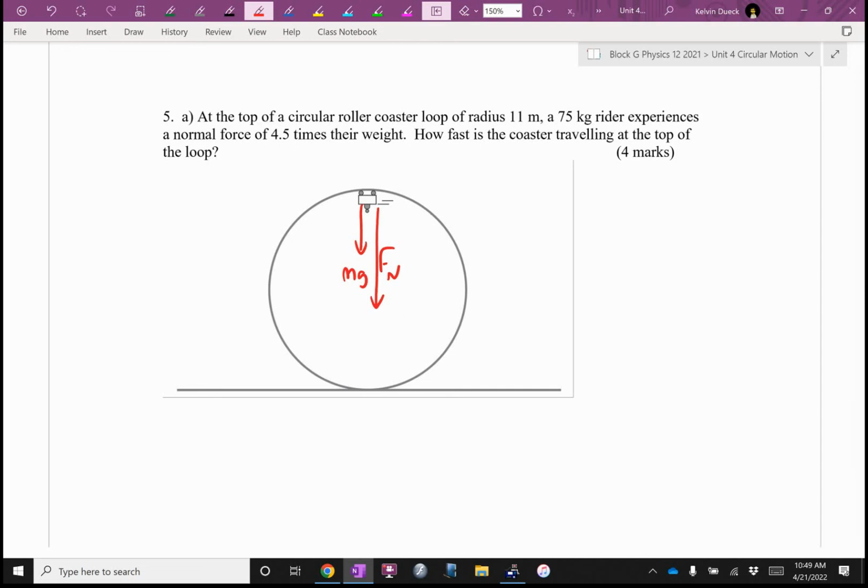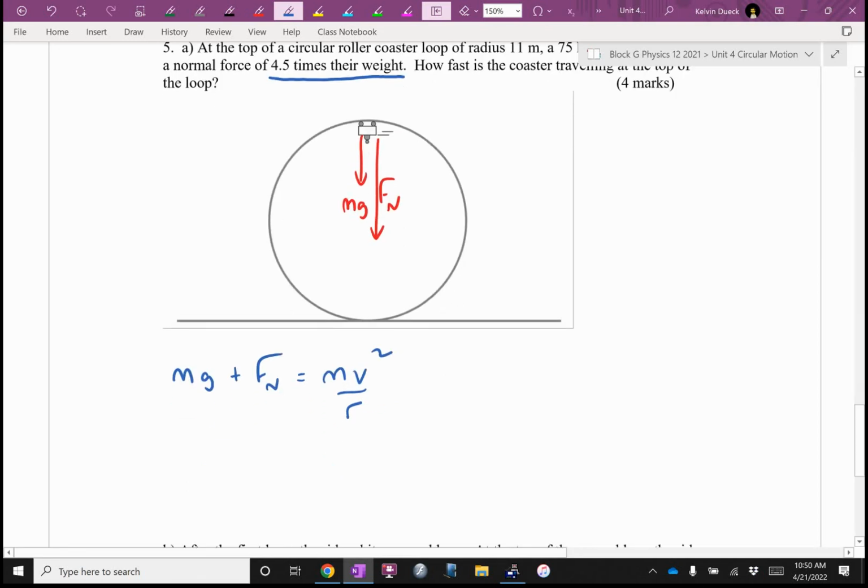Here's what I do know. Who's winning? They both are. It's going to be mg plus normal force equals mv squared over r. I don't know the normal force. Wait a minute. How do I calculate a person's weight? mg, so 4.5 times their weight. You know what? I can write this as mg plus 4.5 mg. That equals mv squared over r.